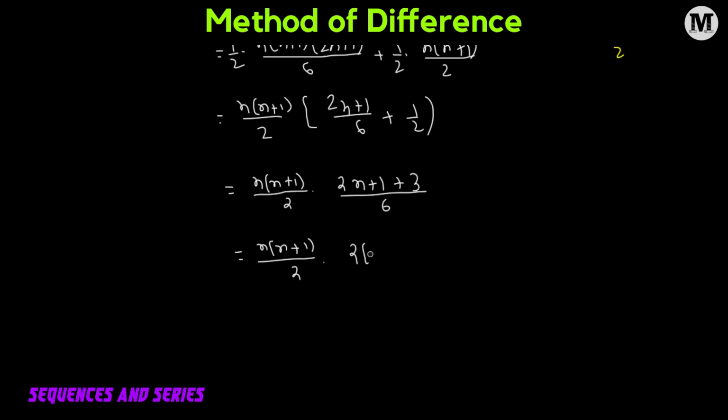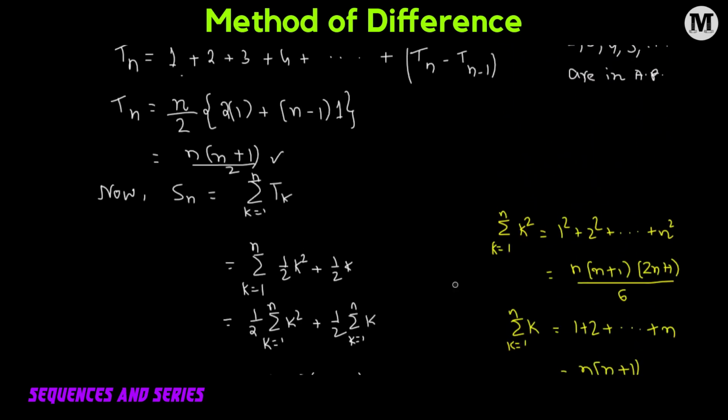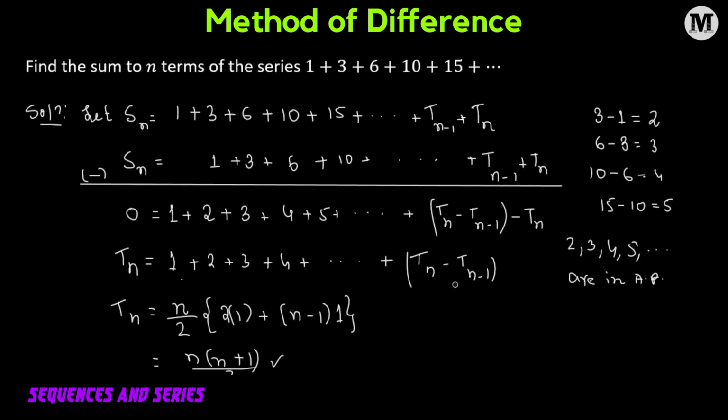But what we can do, we can take 2 as the common factor. We have 2 times n plus 2 divided by 6. Factoring out the 2 from the numerator and the denominator, that gives us the final sum as n times n plus 1 multiplied to n plus 2 whole divided by 6. So this is going to be the sum to n terms of our series, which is given by 1 plus 3 plus 6 plus 10 plus 15 and the rest of the terms.